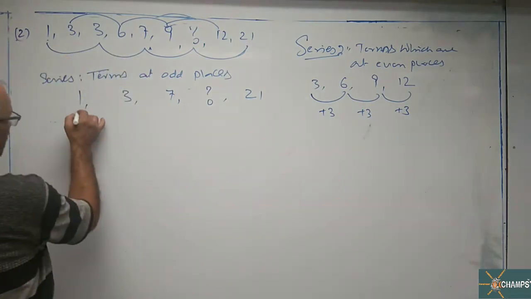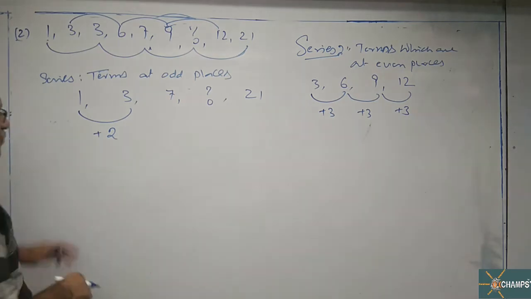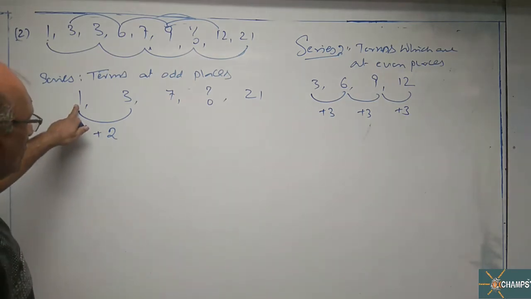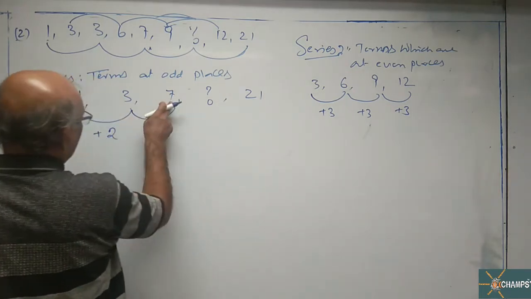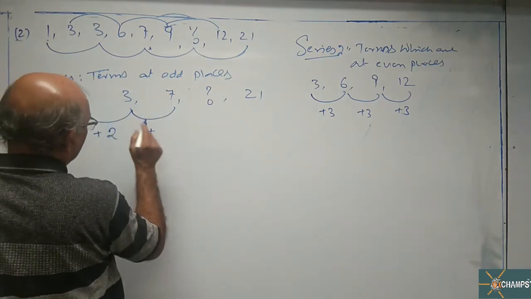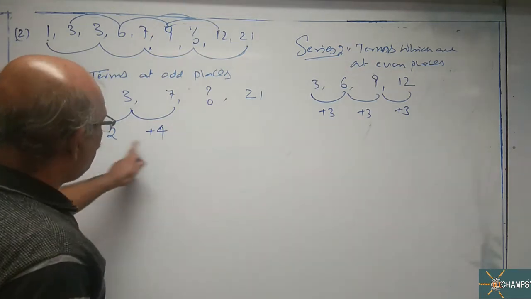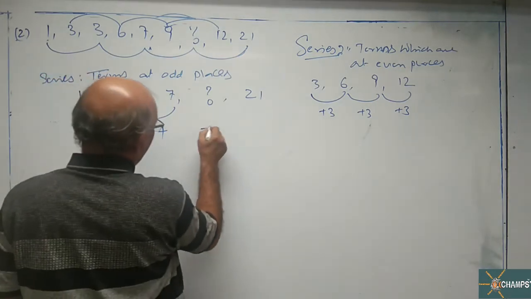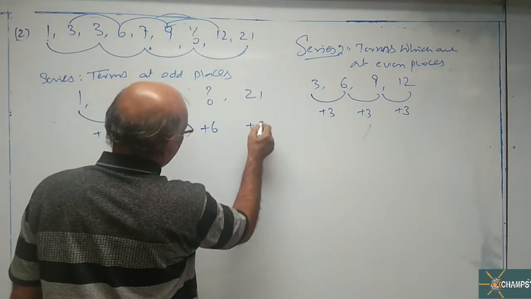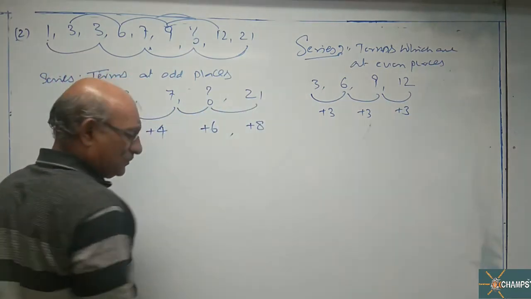Now let us see here. The difference of these two numbers is plus 2. That is, when I add 2 to the first one, I get the second one. Again, 7 minus 3 is 4, 3 plus 4 is 7. So 2, 4, increasing, and the difference is 2. So let us take 6 here and 8 here.